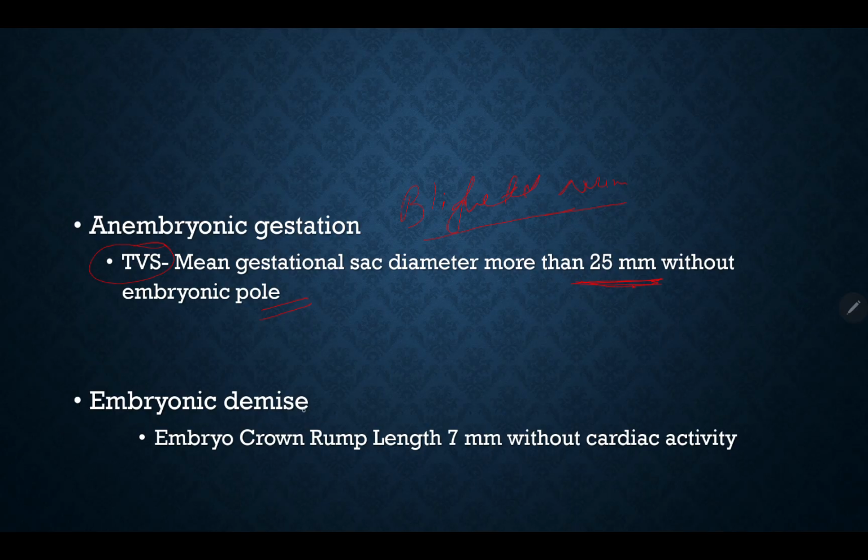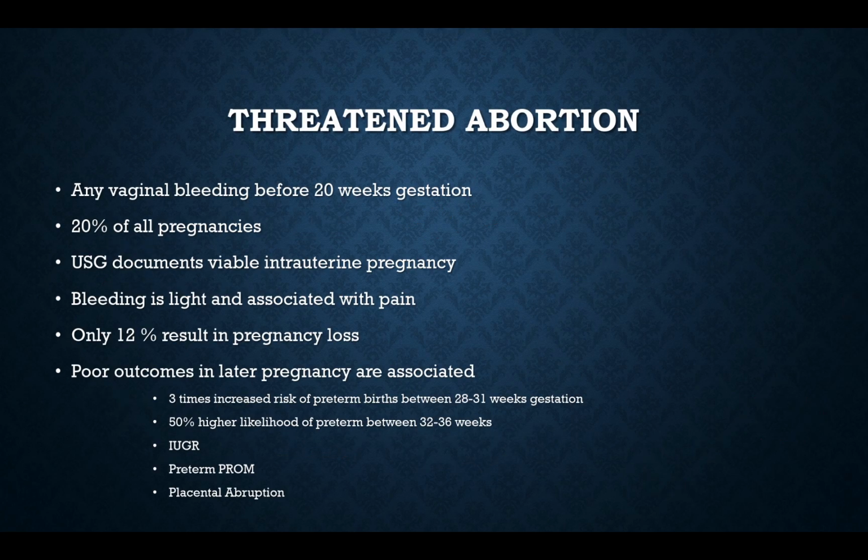Now coming to embryonic demise, when the crown rump length is 7 millimeter and there is no cardiac activity, and this is also on transvaginal scan. These dimensions increase when you are using per abdominal scan, but we are using the values of transvaginal scan because the visualization is better with the probe placed nearer to the uterus. So when the crown rump length is more than 7 millimeter but cardiac activity is absent, you can label it as missed abortion.